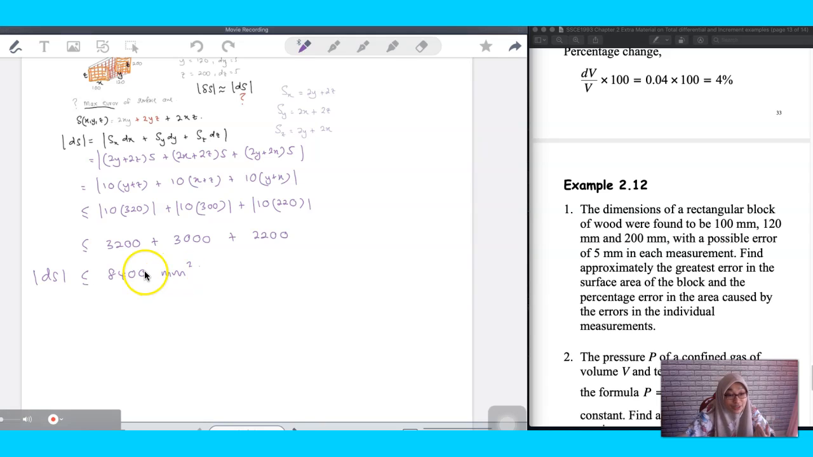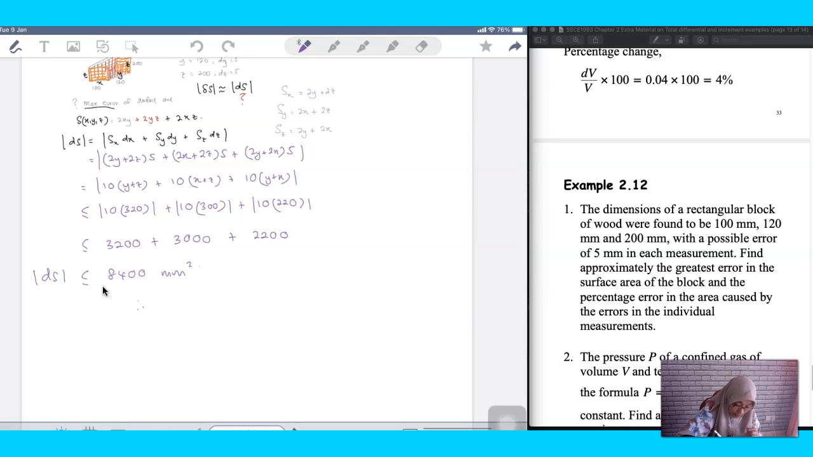Okay, but you see now your answer here is in terms of an inequality. So how can you explain it in English? So the maximum error of the surface area is smaller than or equal to 8400. But look at your question here. Find the maximum error in the surface area. But your answer here is an inequality. So how can you answer that? To answer that, you have to just make a conclusion.